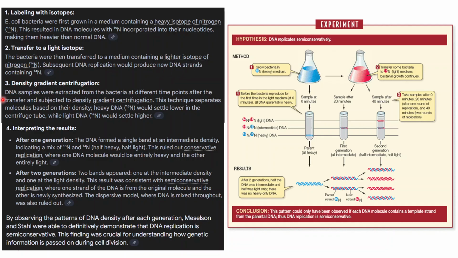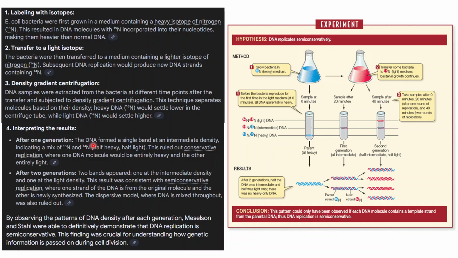Density gradient centrifugation: DNA samples were extracted from the bacteria at different time points after the transfer and subjected to the density gradient centrifugation. This technique separates the molecules based on their density. Heavy DNA, 15N, would settle lower in the centrifugation tube, while the light DNA will settle higher.